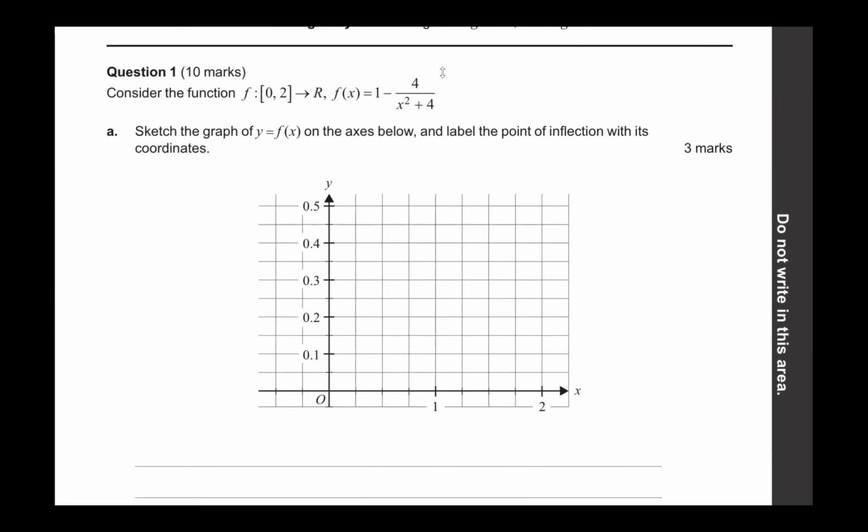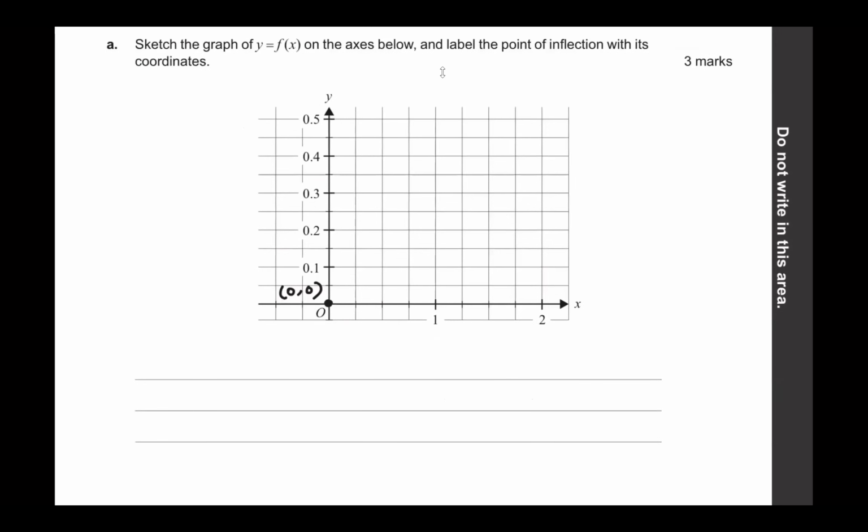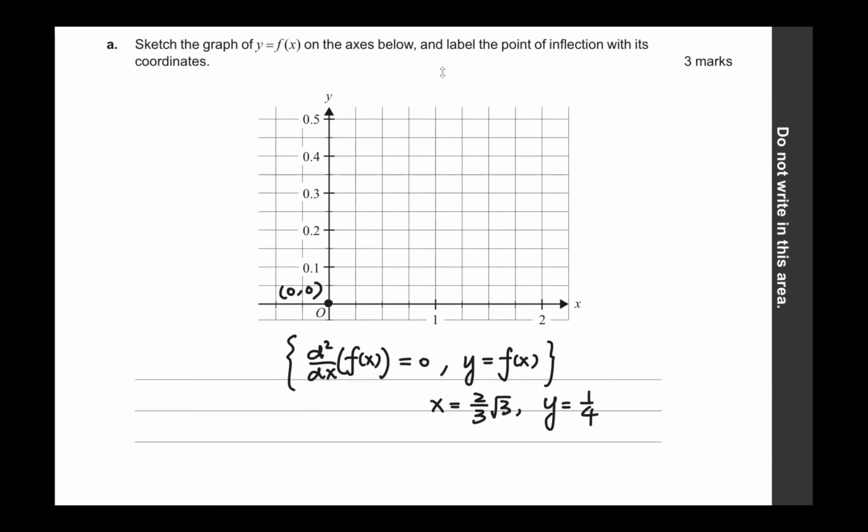So if you check 0, 0, must be there. And you could use your CAS calculator to get the second derivative equal to 0 and y equals to f of x. Solve them simultaneously. You should be able to get the point of inflection is at 2 on 3 root 3 and a quarter. Okay, that's y value. And this point is roughly at 1.1 something, I suppose. So it's here.